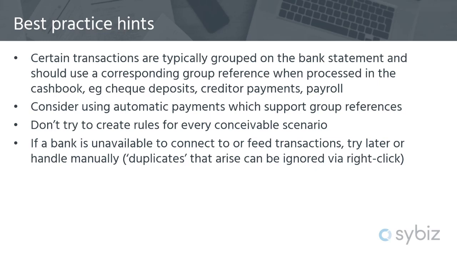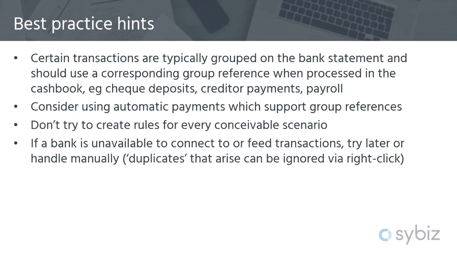A few more hints as well is that certain transactions will appear on the bank statement as a group of transactions. So when you do, say, an EFT batch, you've got 10 payments to your creditors in that EFT batch, but rather than show each individual payment on your bank statement, the bank will consolidate that in some cases to just a single line. So you want to ensure that you use a group reference in those scenarios, because that's what you're going to be matching against what the bank has put on the bank statement for you. So also consider using automatic payments if you're not already doing that, and that supports group references. So again, that just makes that process a bit easier.